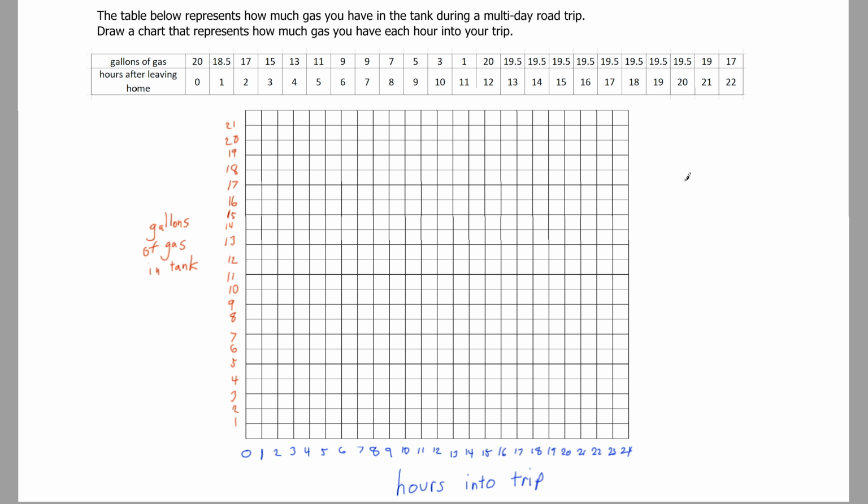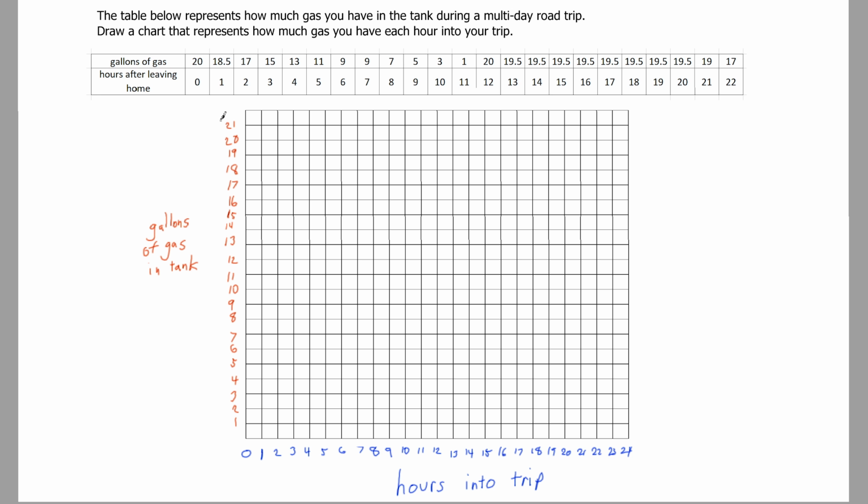In this example, we're going to graph how much gas you have in a gas tank during a road trip. So it tells us the scenario. We're going on a multi-day road trip, and we need to draw a chart that represents how much gas you have each hour into your trip. And we have a table with all the data each hour into the trip and how many gallons of gas is in our tank at that hour.